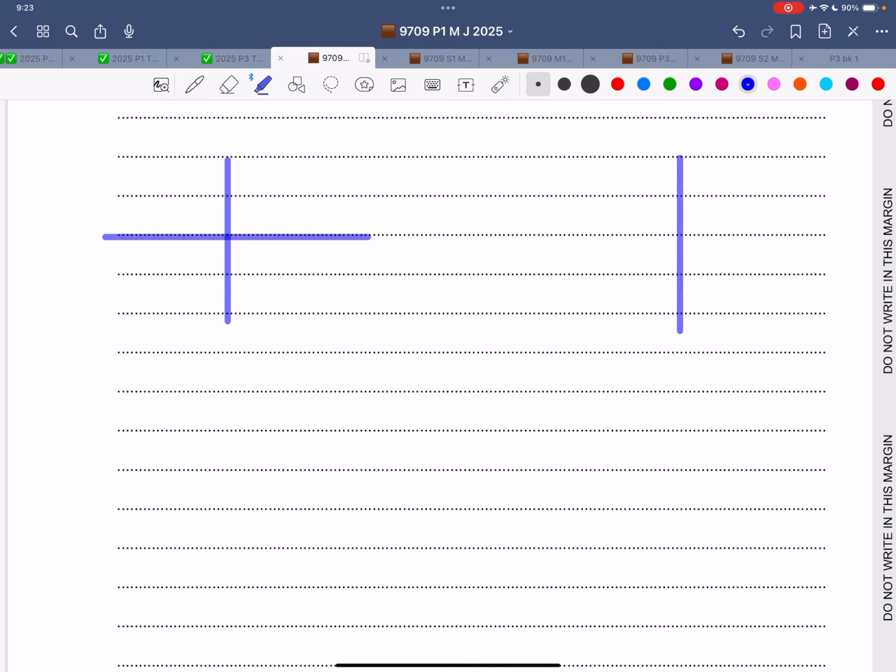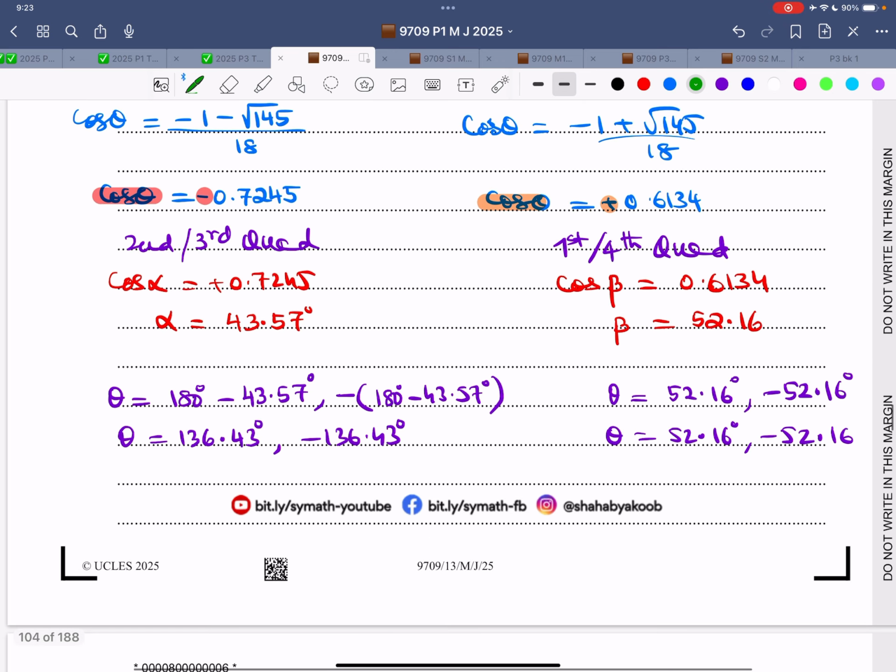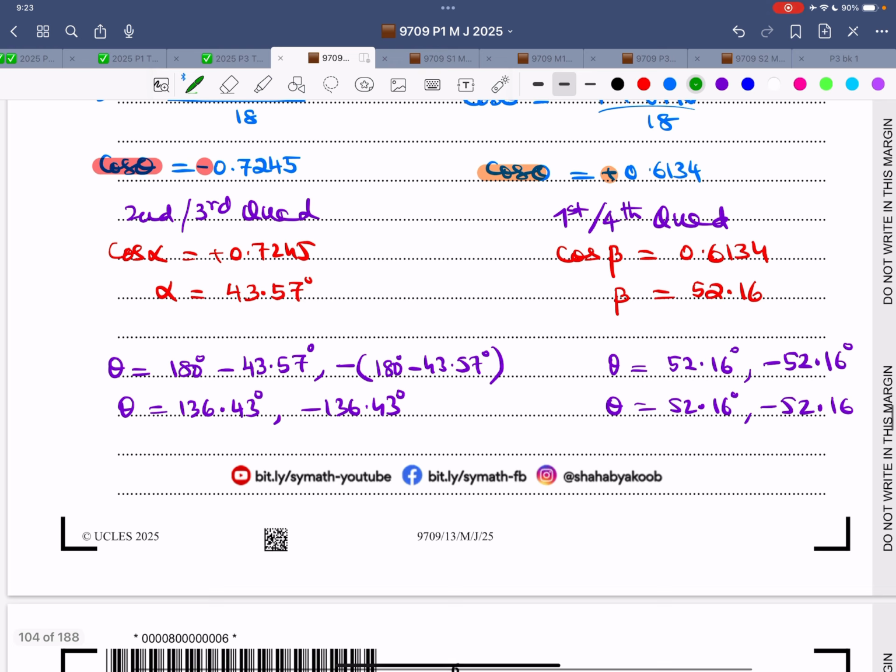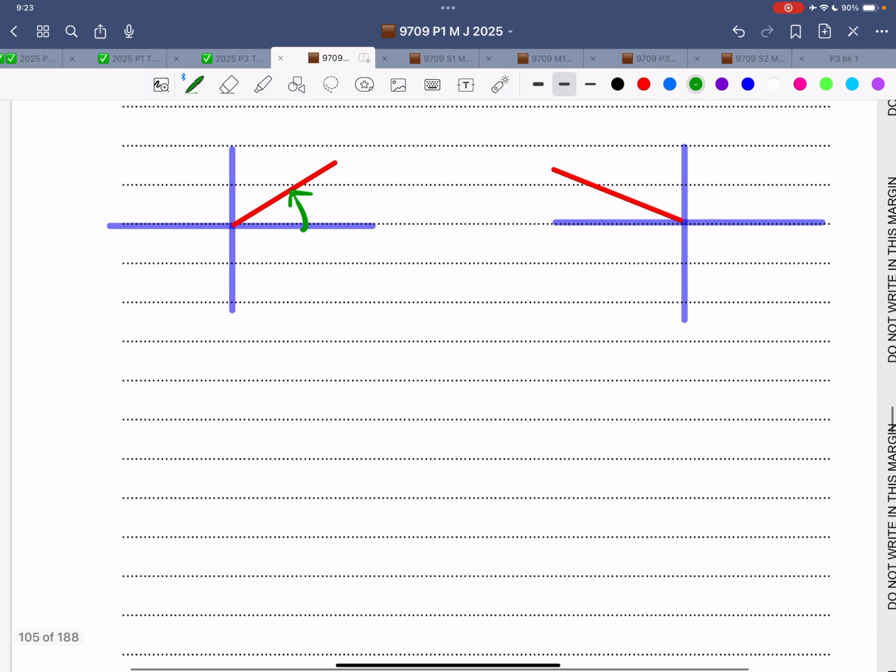Let me draw a grid over here. Let me draw this angle in the first quadrant, that is like this. Angle in the second quadrant, that is like this. So first of all, let me use a green thing. This angle is this one, 52.16 degrees. So let me focus on this. This is 52.16 degrees.